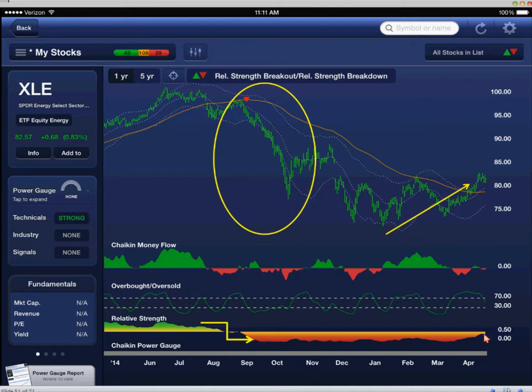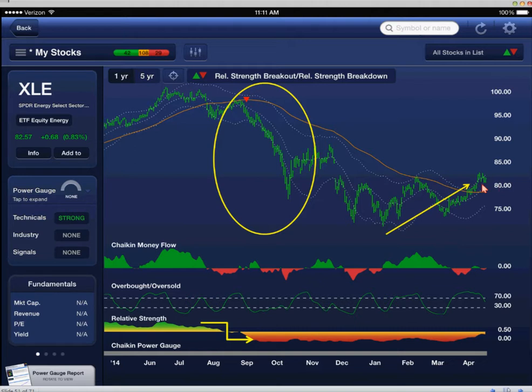The relative strength is still not green, but clearly from a price basis, you had a double bottom. You retested it without making a lower low. You've broken out above the upper volatility band. So things are changing in energy. Whether that's lasting or not remains to be seen. Price of crude oil has rallied about 30-40%.